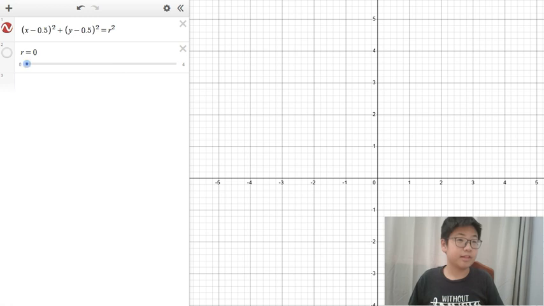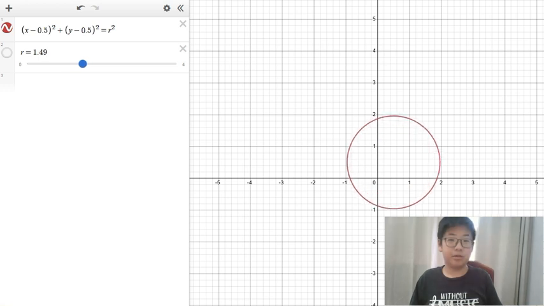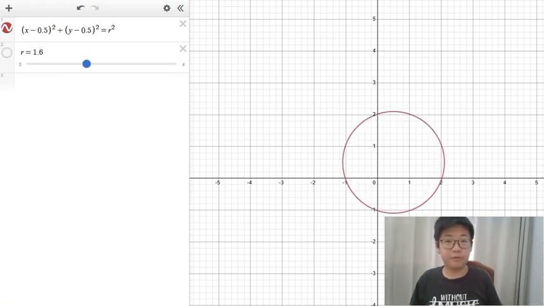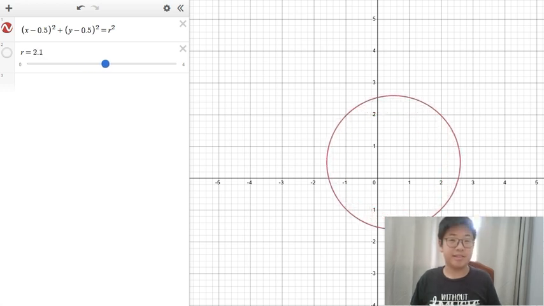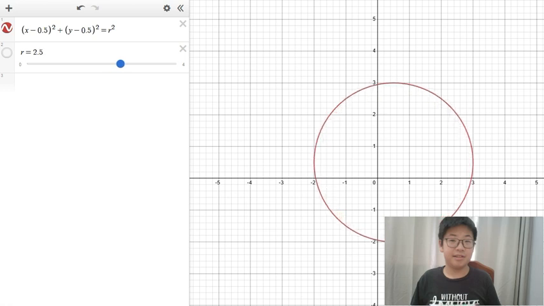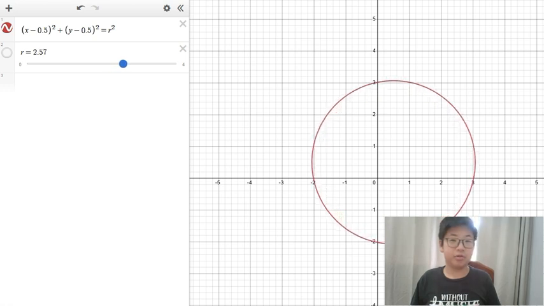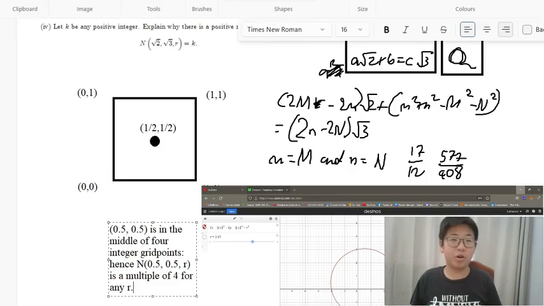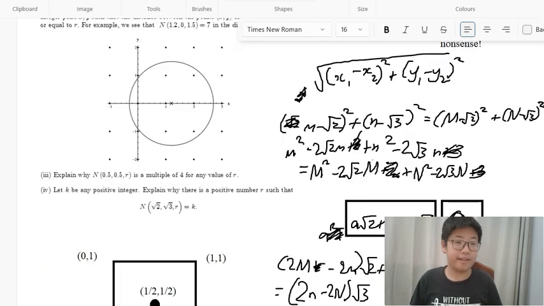So first we are at r equals 0. Then we have 0 points. Then at around 0.7, which is root 2 over 2, it becomes 4. Then when it goes further, I can't remember which one it is, it goes up to 12. Then 16. Then, I'm not sure now, 24. Yeah, 24. So therefore, it's always a multiple of 4 for any r.